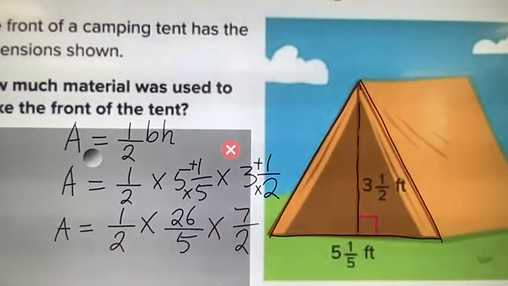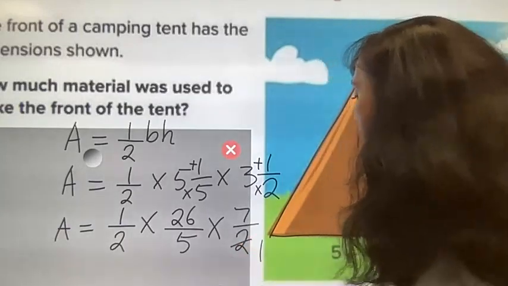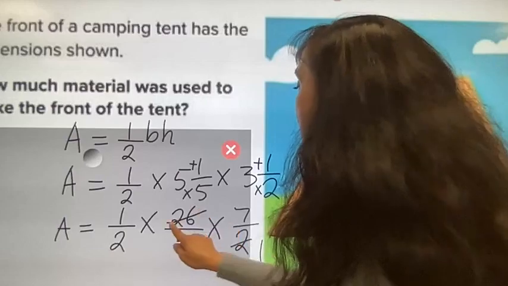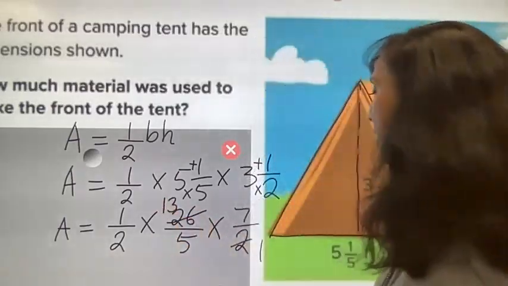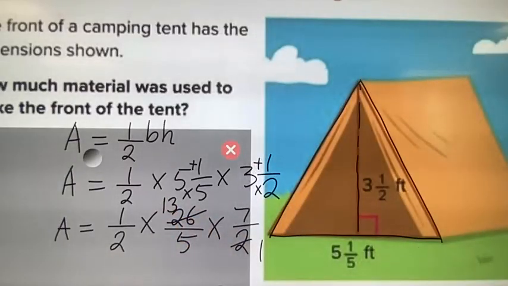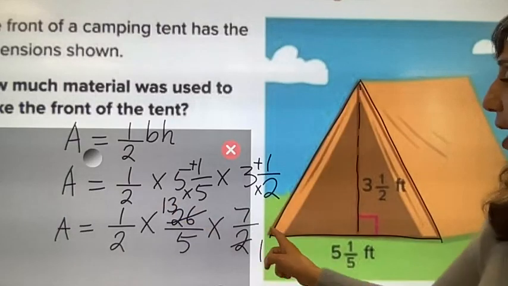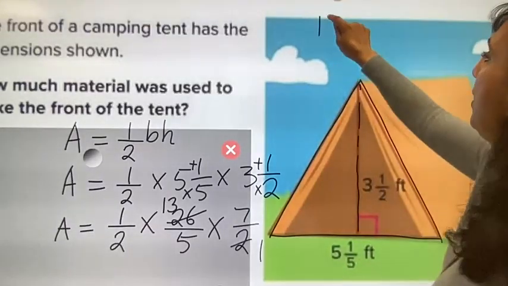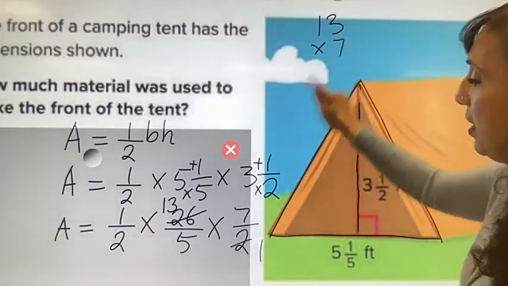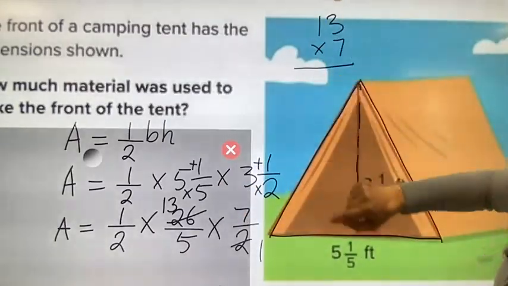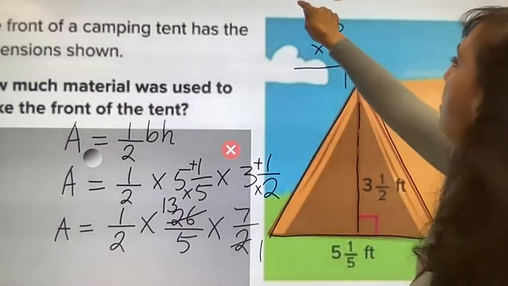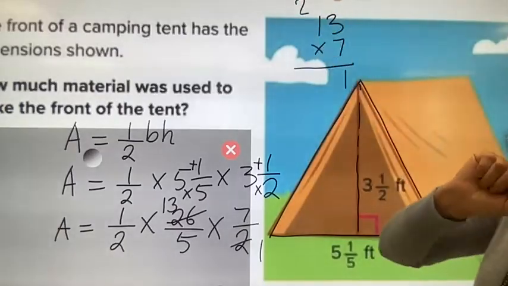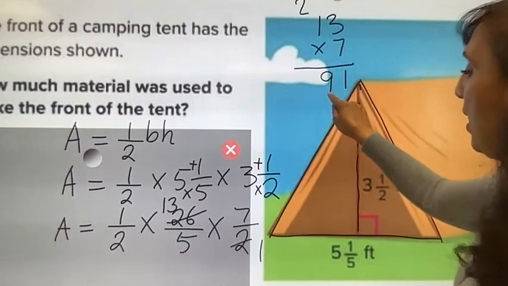Okay? And now what we can do is we can simplify before we multiply. And I get 1 times 2 is 2. And 13 times 2 is going to give me 26. And I don't have anything else that I can simplify over here. So then if I look at what is 13 times 7, what is 7 times 3? That gives me 21. 7 times 1 is 7 plus 2, which is 91.